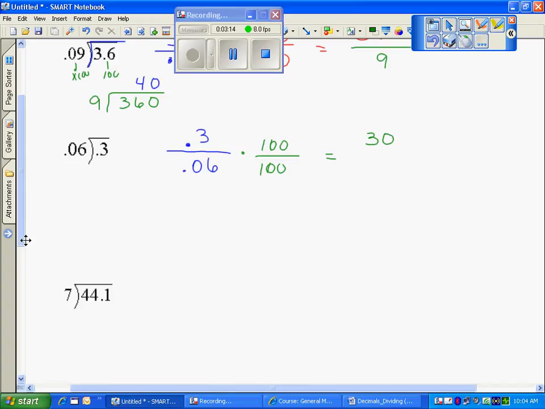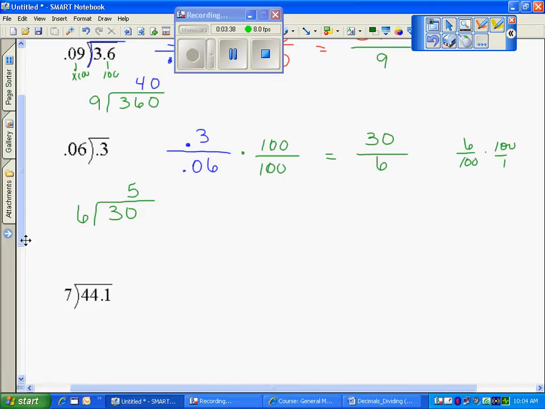6 100ths times 100, if you recall, would just turn into a 6. So converting this decimal problem into something equivalent but much easier to perform would be 30 divided by 6, and the result of that is 5.